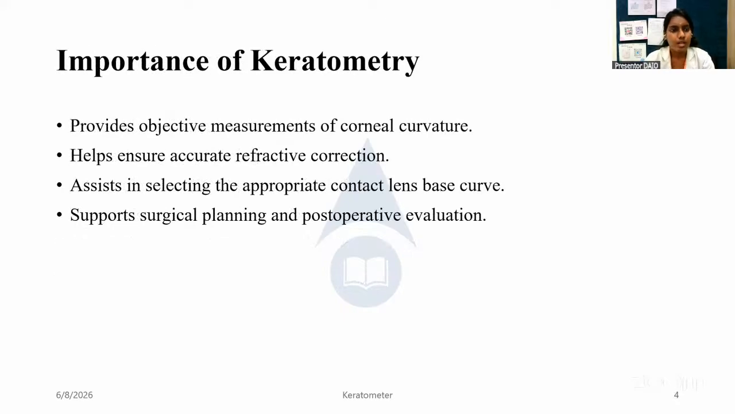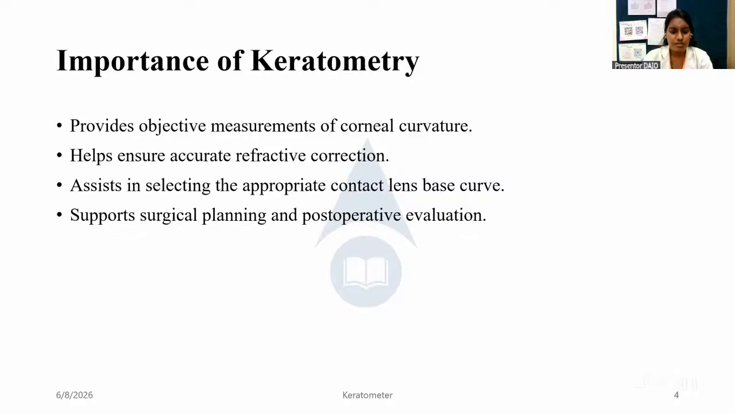Importance of keratometer: it provides objective measurement of corneal curvature. It measures the curvature of the central cornea in the principal meridian and helps to identify whether the cornea is steep or flat. It helps ensure accurate refractive correction by assessing the corneal astigmatism. It assists in selecting the appropriate contact lens base curve, which is important in contact lens practice.